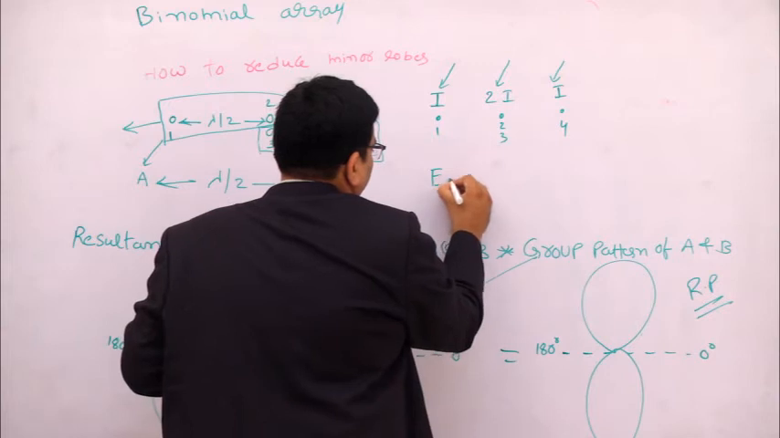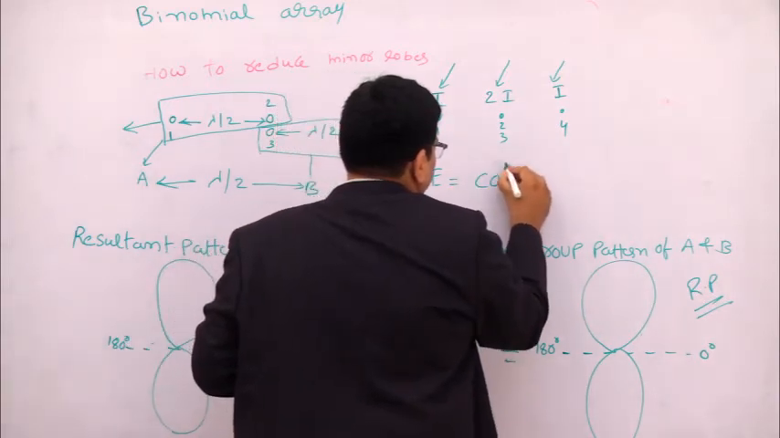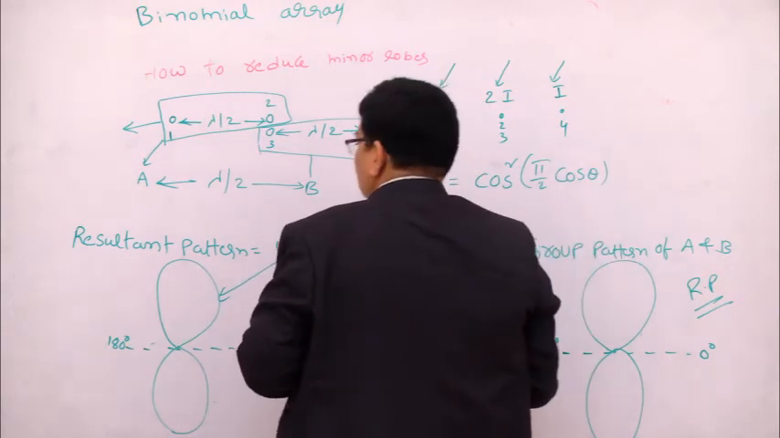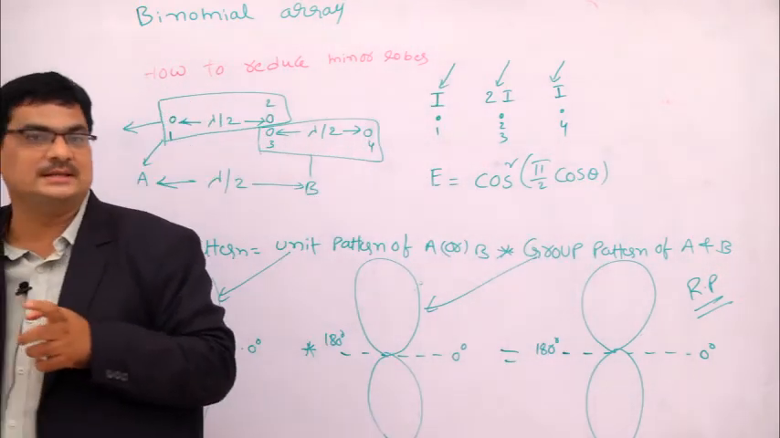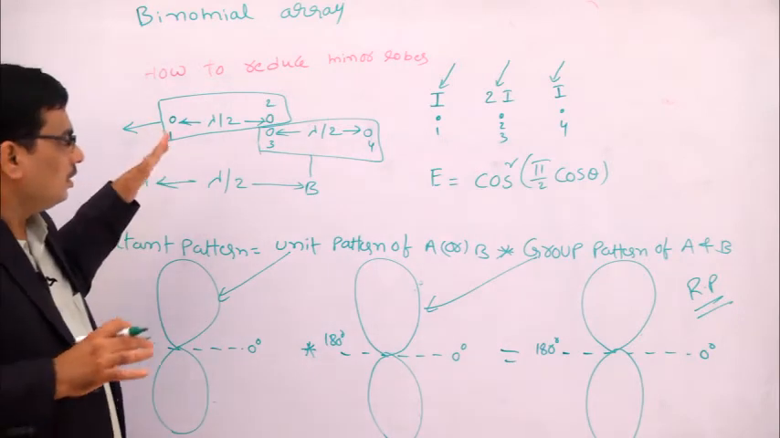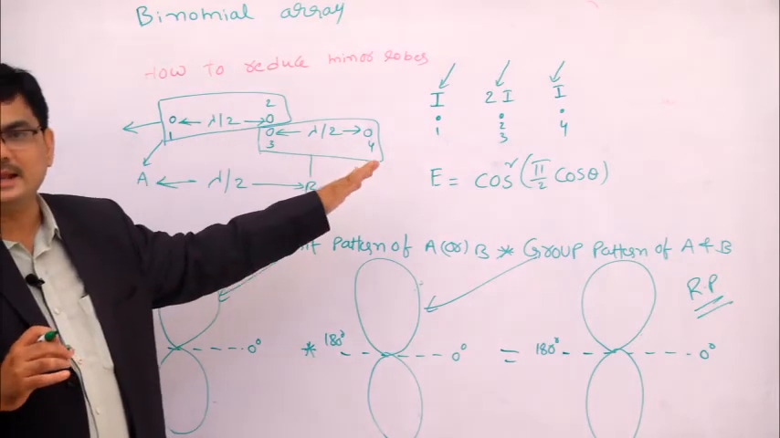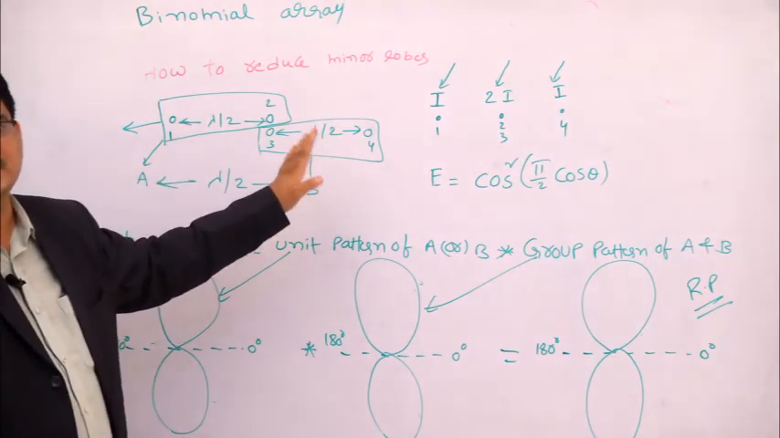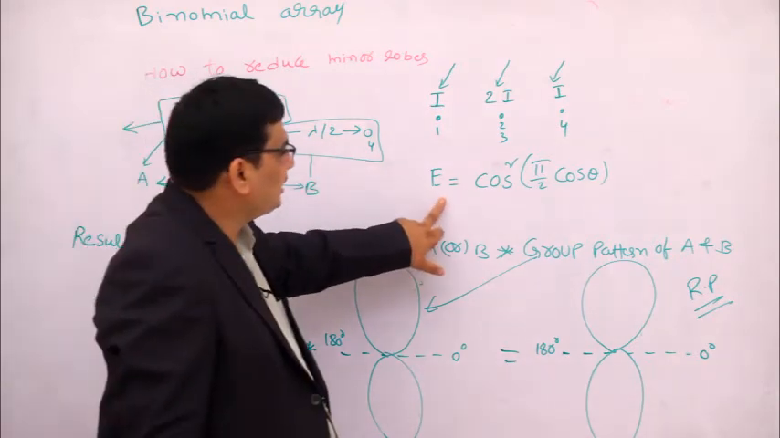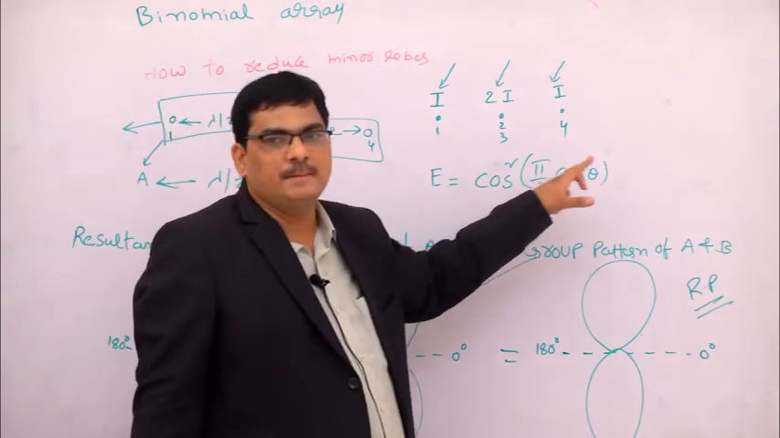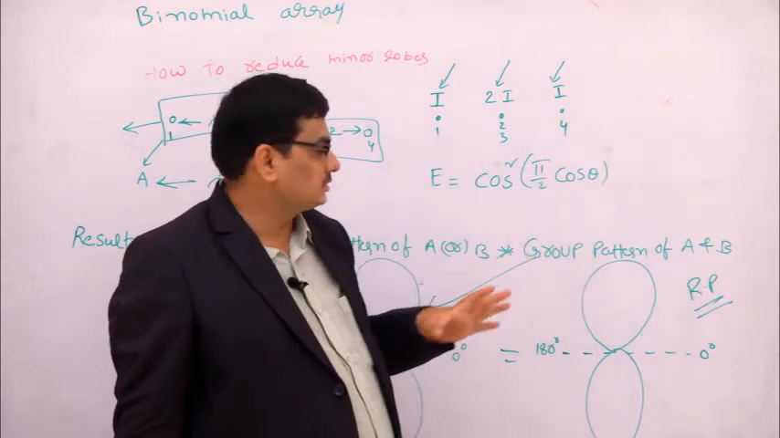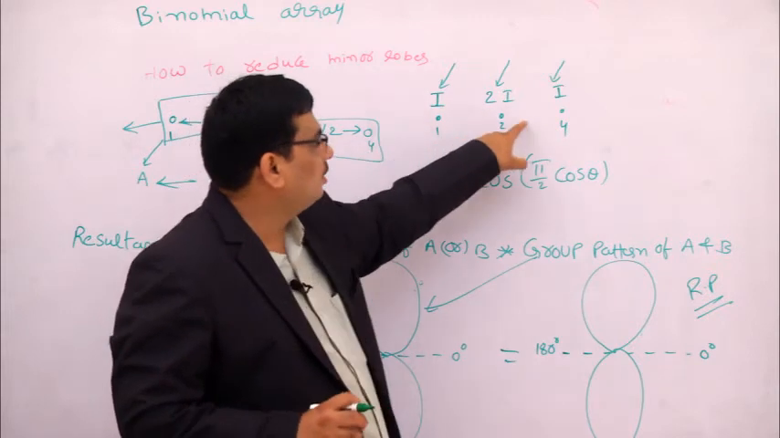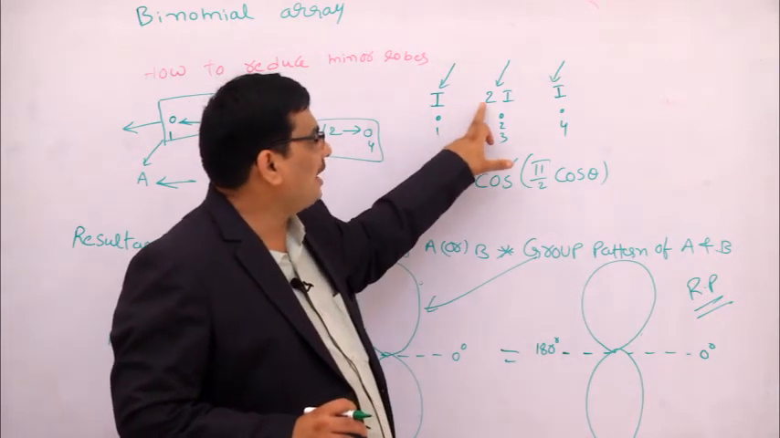And the field equation is cos square of pi by 2 cos theta. This looks like a 4 element array, but in practice it is a 3 element array only. So your total radiation field is equal to cos square of pi by 2 cos theta. These are the current magnitudes at the element positions, that is I, 2I and I.